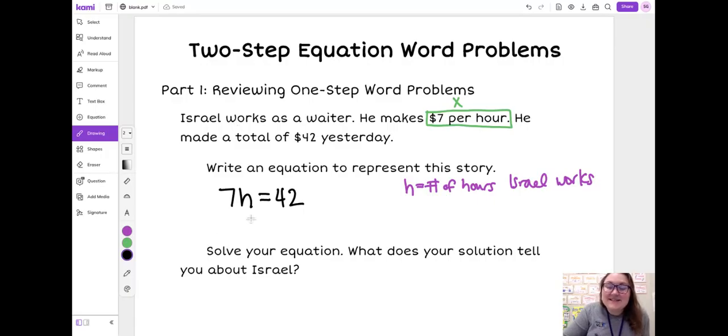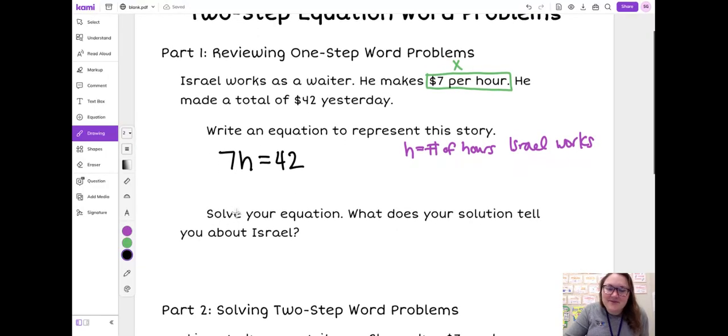The second part says to solve our equation, and what does our solution tell us about Israel? In that one-step equation lesson, we learned that in order to solve a one-step equation, find your variable, find what math is happening there, and do the opposite. We just said 7h is multiplication, so the opposite is division. I want to divide both sides by 7. And when I do that, that gives me h equals 6. So I've done the first part, solved the equation.